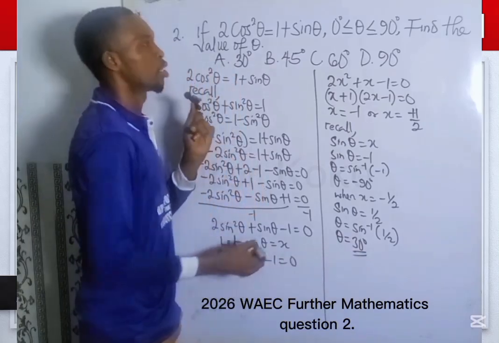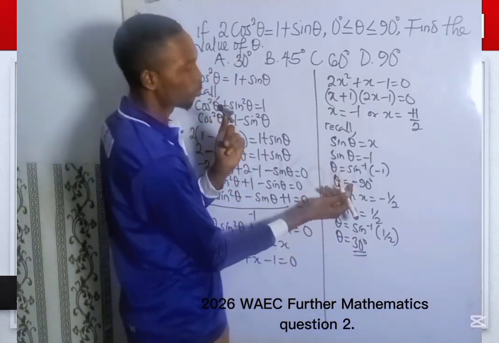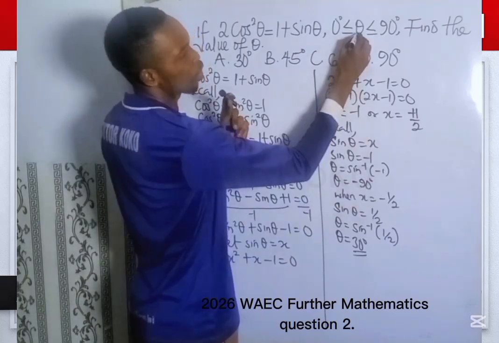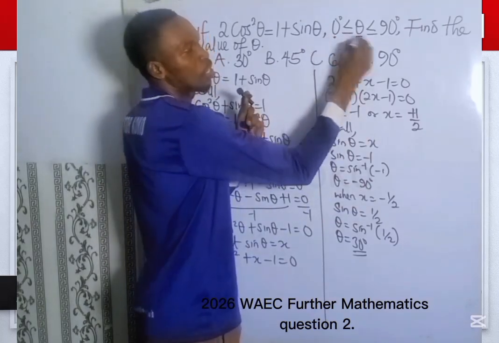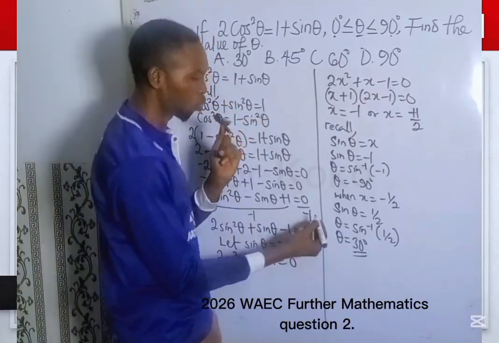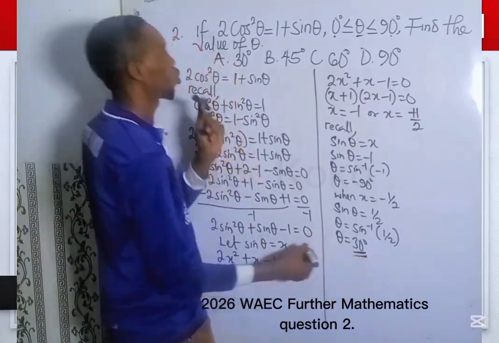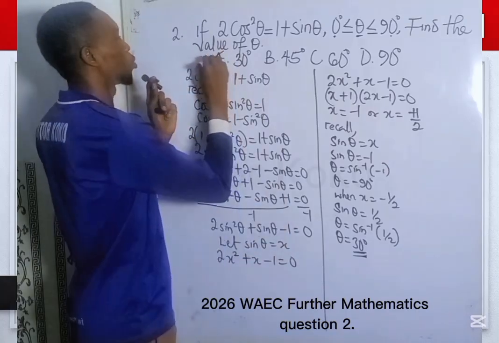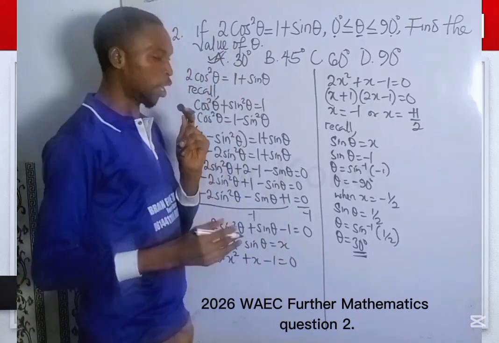So if you look at it, I have minus 90 degrees, and the instruction is that theta should be between 0 degrees and 90 degrees. So it means that I'm going to go for theta is equal to 30 degrees, and that's option A. Is that clear? All right, take your time.